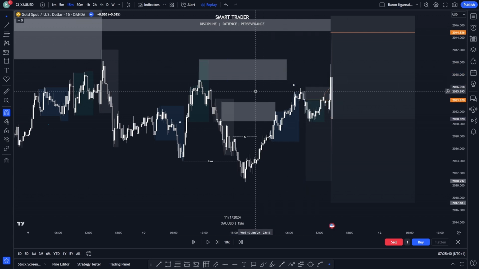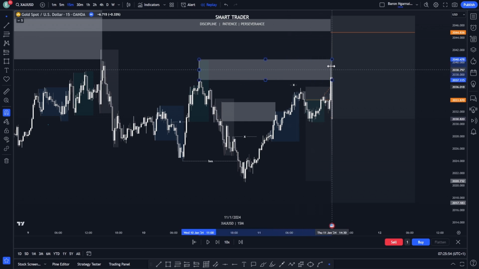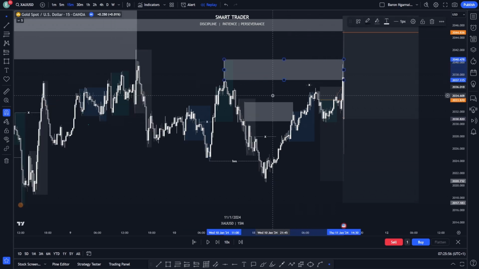Okay, so this is in terms of internal structure, so the probability will be a little bit low, and you have to reduce your risk because you are trading counter trend, you are trading on short term, so you have to be flexible with your positions, and you have to reduce your position and take only short-term trades.